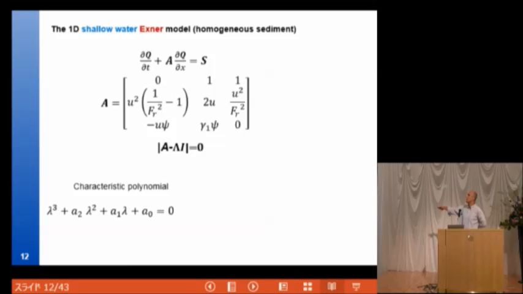Let me start with the shallow water Exner model. We have three equations, so this matrix is 3 by 3. If you perform this difference, you end up with what is called a characteristic polynomial. Lambda here, and A2, A1, A0 are coefficients coming from a mixing of the coefficients in the matrix. What is the physical meaning of lambda? If you find the roots of this polynomial, you can get some information.